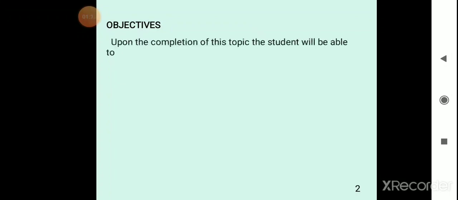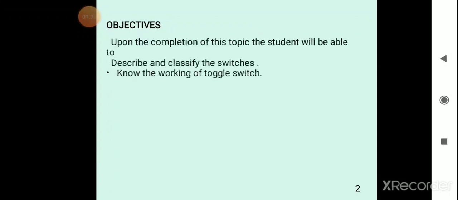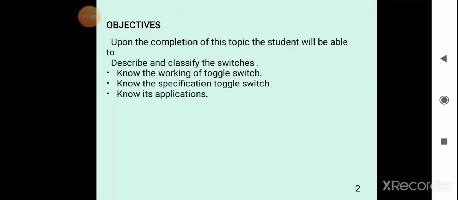So our objective is, after completion of this topic, you will be able to understand, describe, and classify the switches. What are switches? What are the different types of switches? What is a switch? You need to understand, remember, and grasp that. What is a switch and what are the different types of switches?